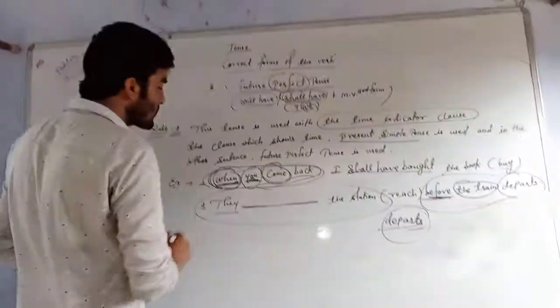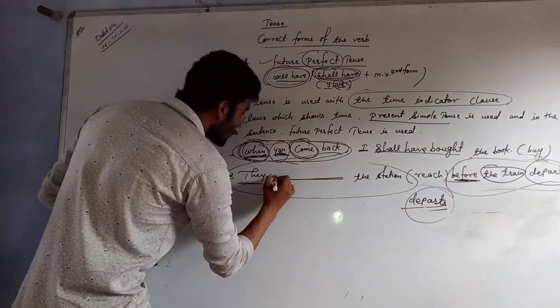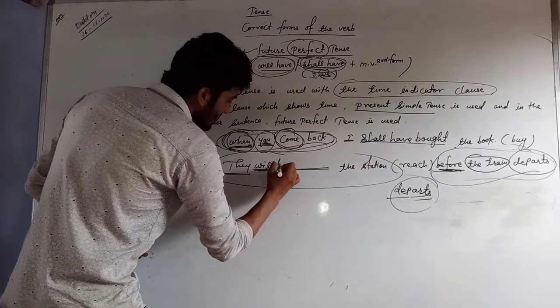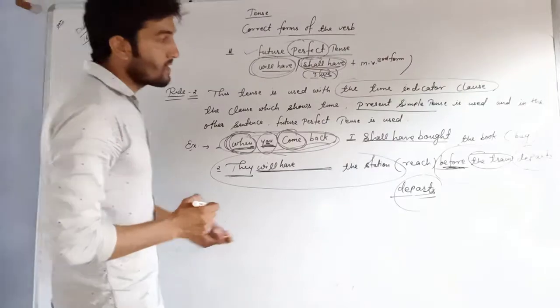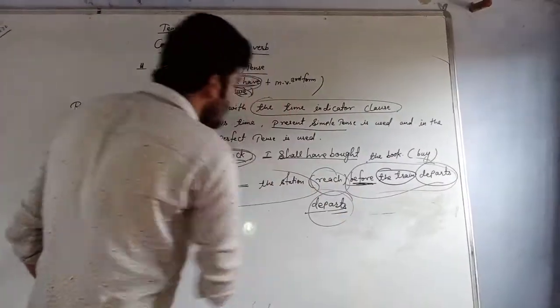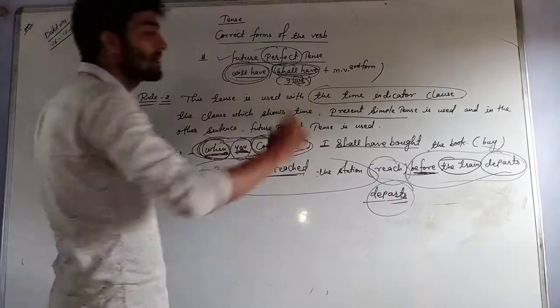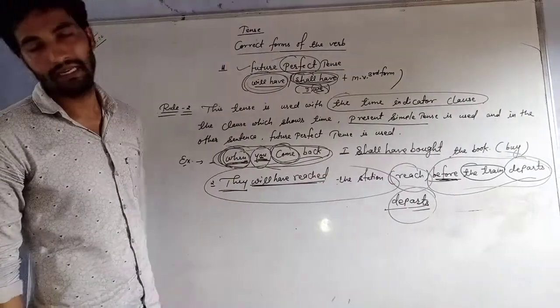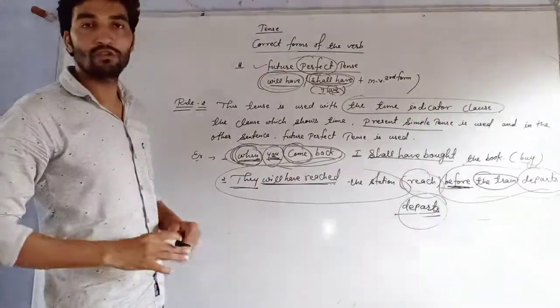According to the subject, they, so with they, will have is the helping verb, and the third form of the verb. The verb is reach, and the third form of reach is reached. You have to just add ed. Okay, so this is the second rule of the future perfect tense.